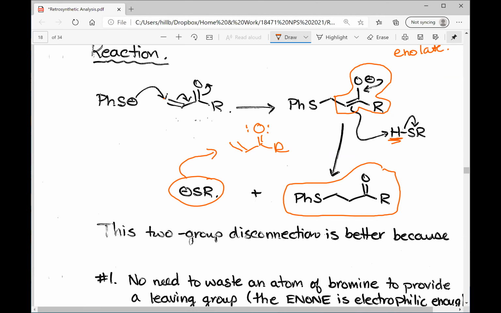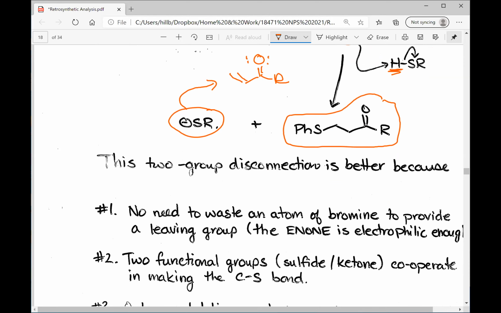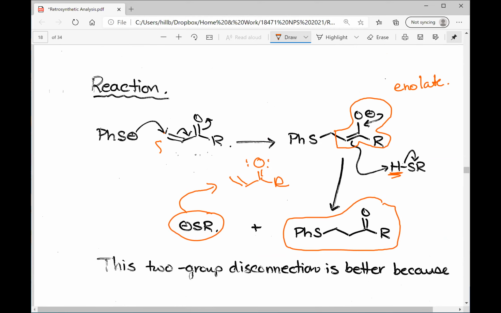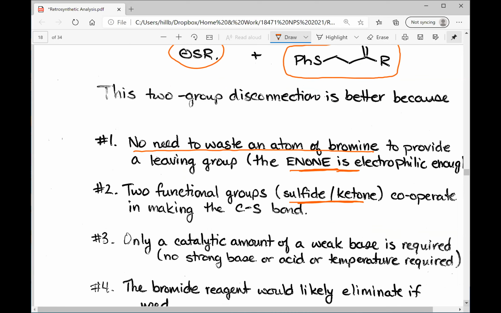So the advantages of this are basically you don't waste a bromine atom, so you don't need a leaving group. The enone itself is electrophilic enough. So there's a big delta plus here, there's a delta plus here. And then basically both of these, the two functional groups, cooperate in making this carbon-sulfur bond. And then the final bit is that just a catalytic amount of weak base is required.